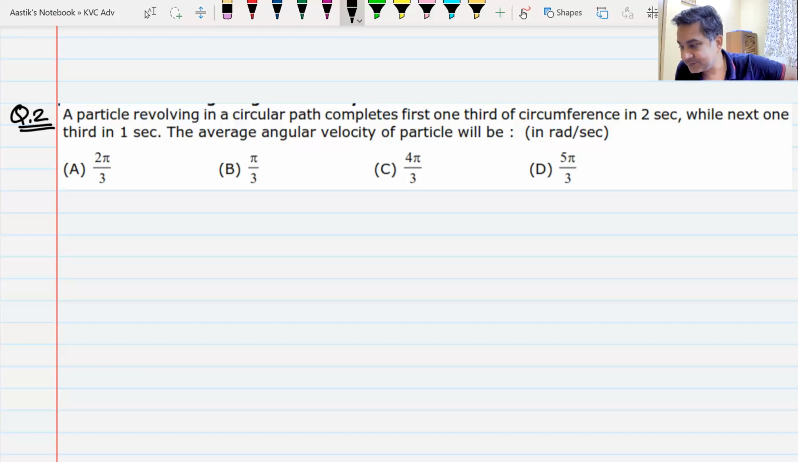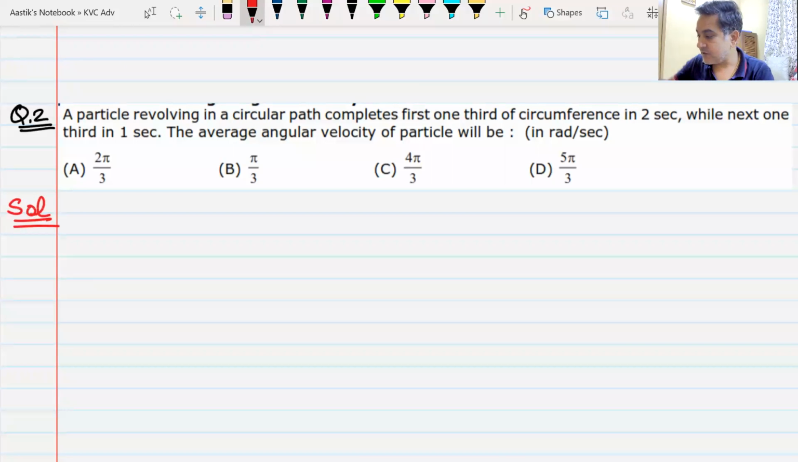Answer. 2 pi by 3, sir. 2 pi by 3 radians per second. So we have woken up, and that is good. Wake up. This is not the time to sleep.